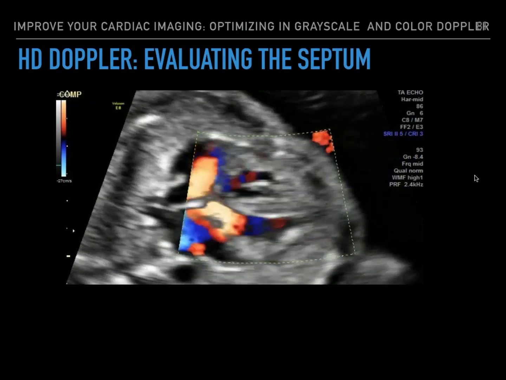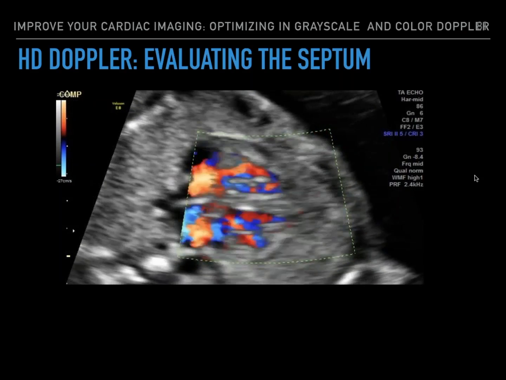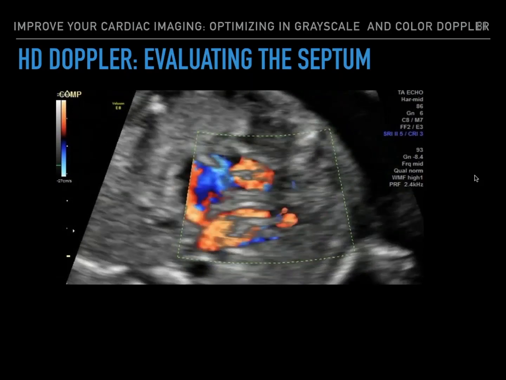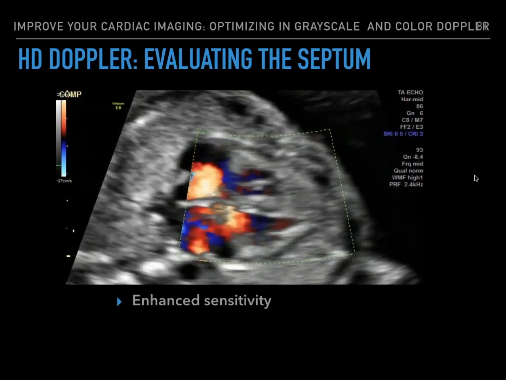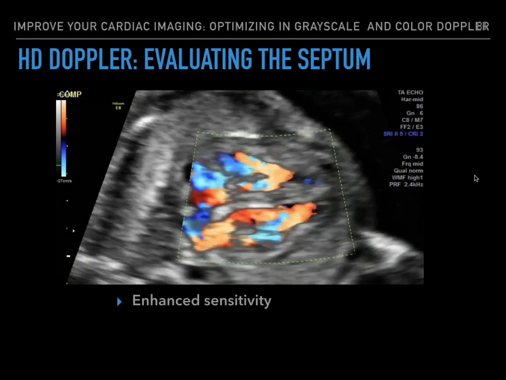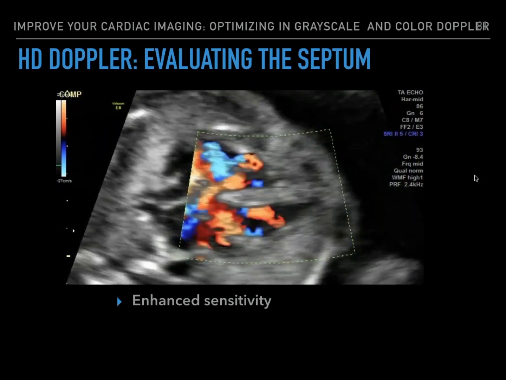HD Doppler is also especially useful when evaluating the ventricular septum for small wall defects. High definition's advantage is less blooming artifact compared to color, and also enhanced sensitivity to even the smallest of Doppler shifts. So we're able to detect even the tiniest ventricular septal defects across the wall.